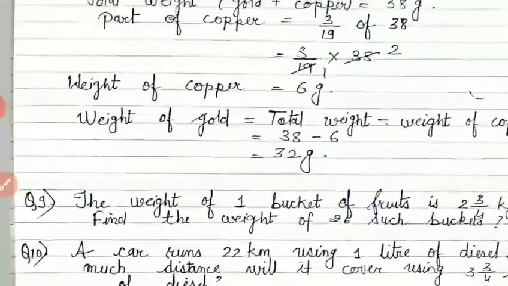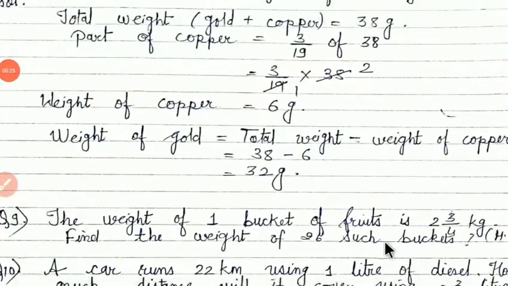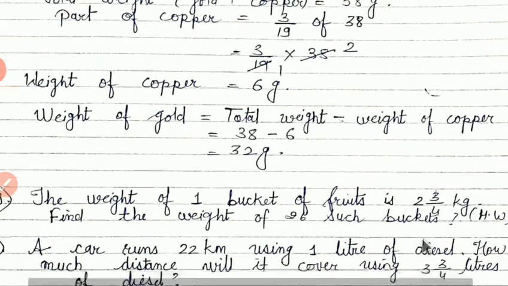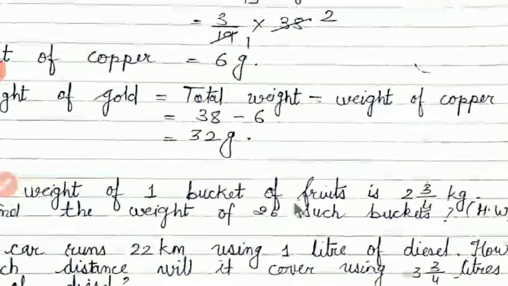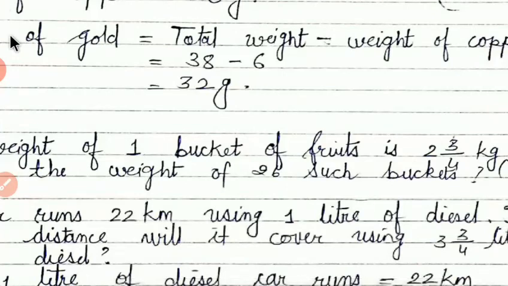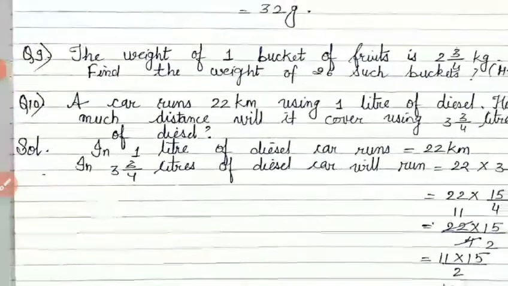Then question number 9. The weight of one bucket of fruit is 2 3 by 4 kg. Find the weight of 26 such buckets. So you can see that this question is the same as question number 5, in which Sushant reads in 1 hour how many parts? 1 by 3. So in 2 1 by 5 hours how much will he read? It means here also the weight of one bucket is given and we have to find the weight of how many buckets? 26 such buckets. It means we have to find for 1 to many. So directly in this question you have to multiply 26 into 2 3 by 4 kg. So it's your homework.